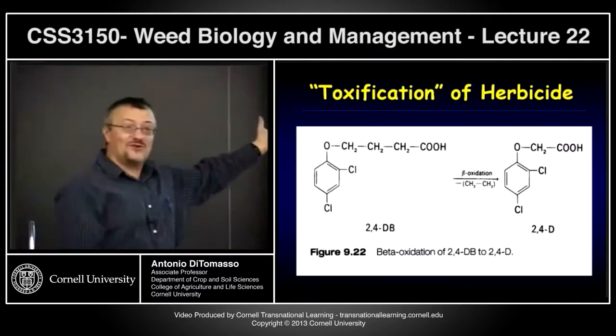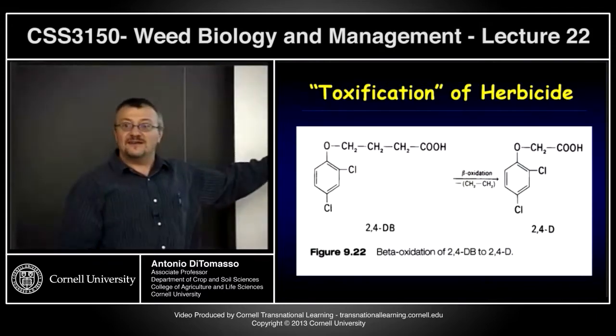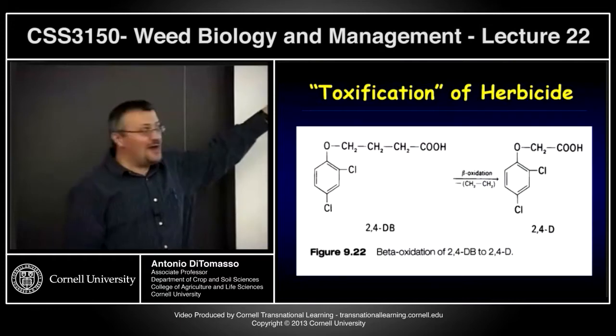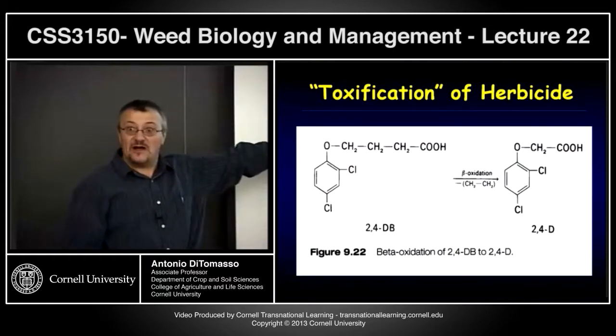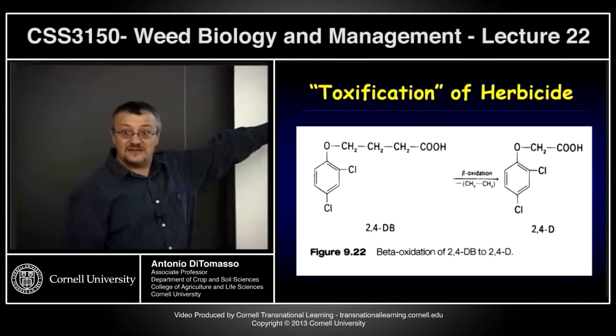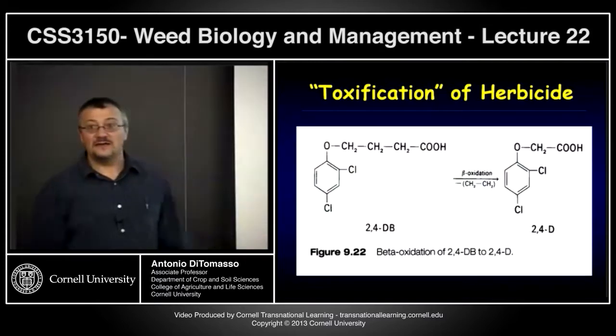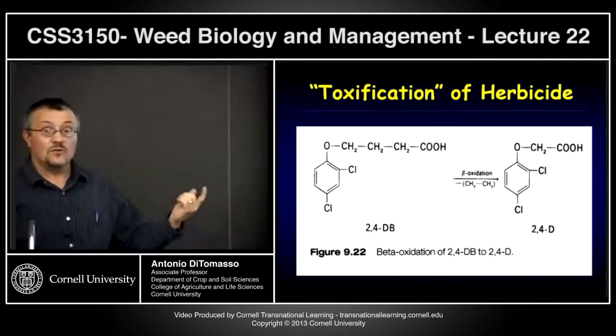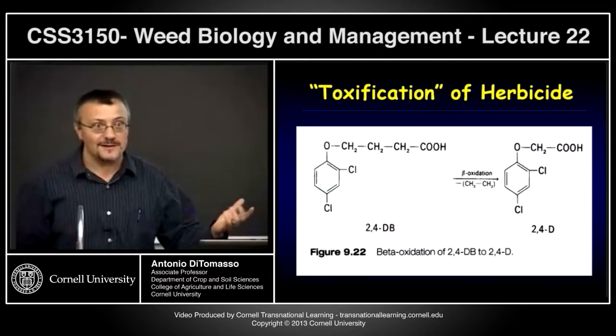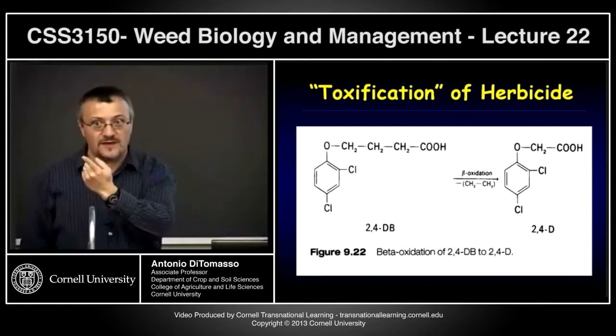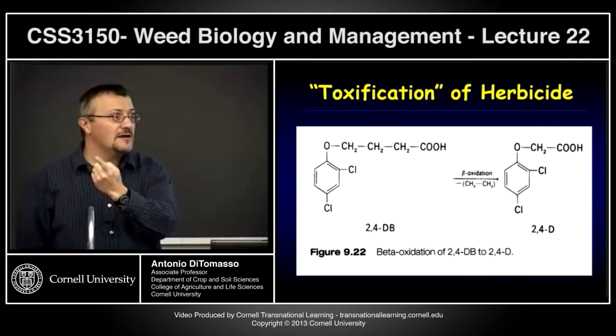The reason we could use butyrac in alfalfa and small seeded legumes is that they do not carry out this beta oxidation. They leave it as it is, okay? And you know what happens to alfalfa if you use 2,4-D? If you're going to see the flats today and you think I've applied 2,4-D, take a look. It's not going to be pretty.